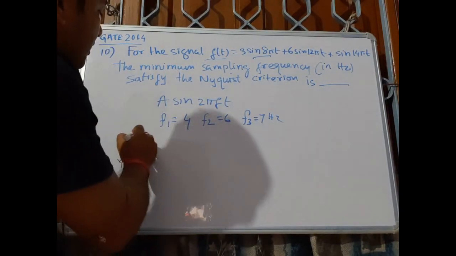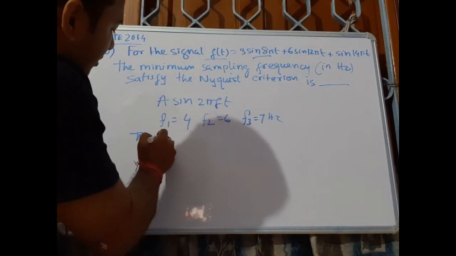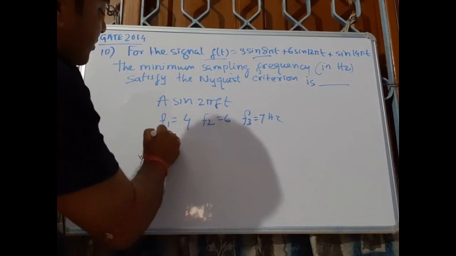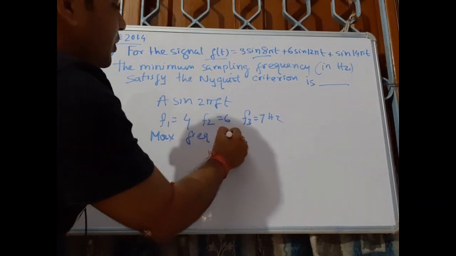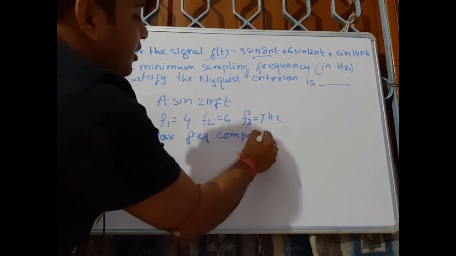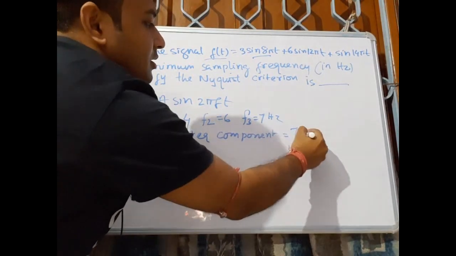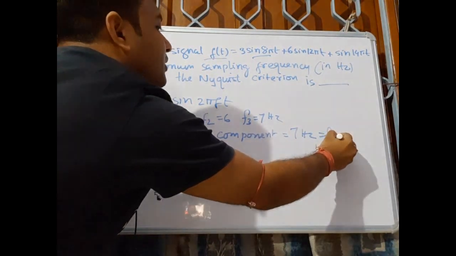Now, the maximum frequency component is 7 hertz, right? And that is equal to fm.